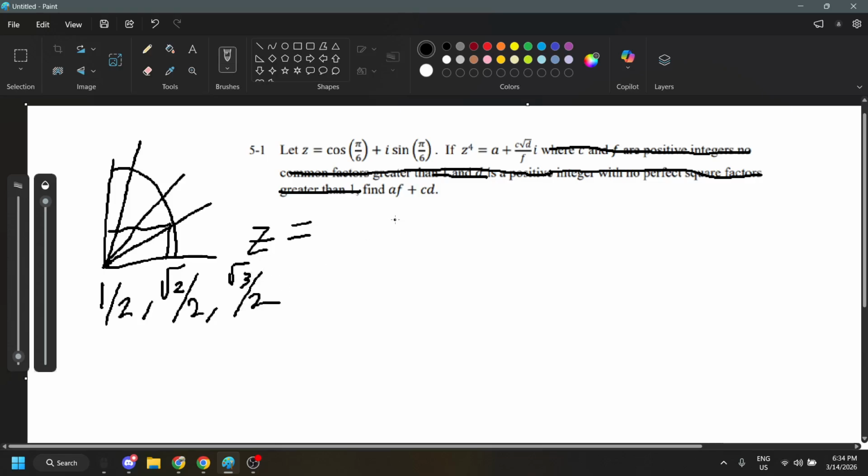Okay. So basically that tells us this is pi over 6. This is theta, which is the angle, equal to pi over 6.